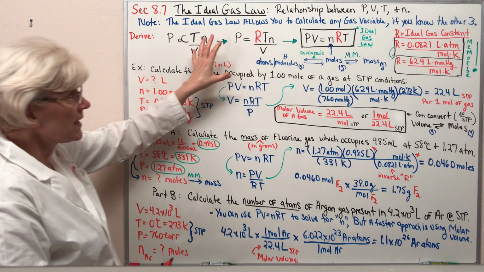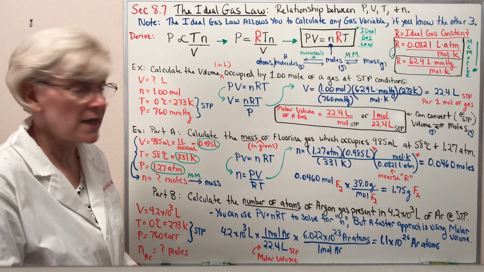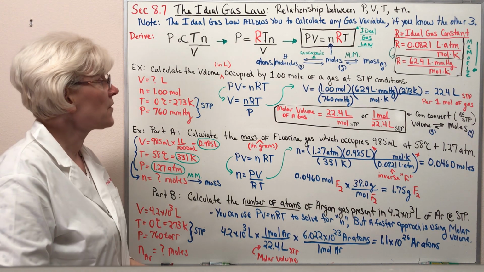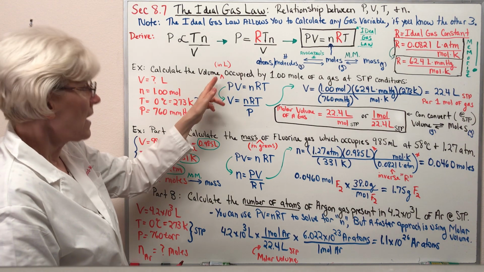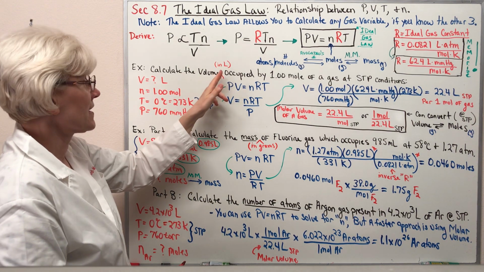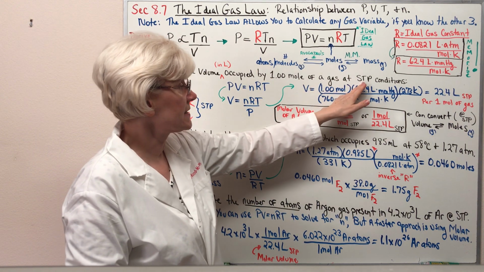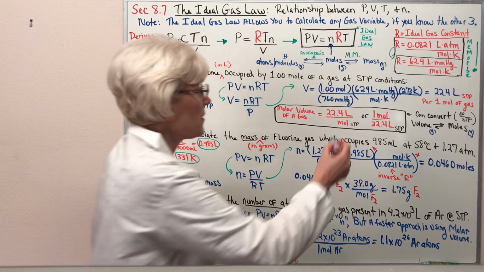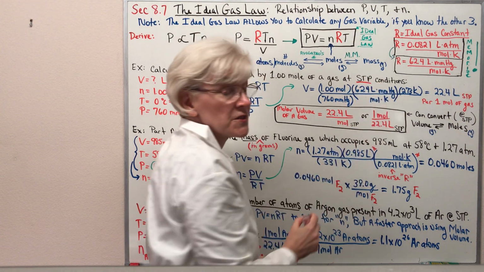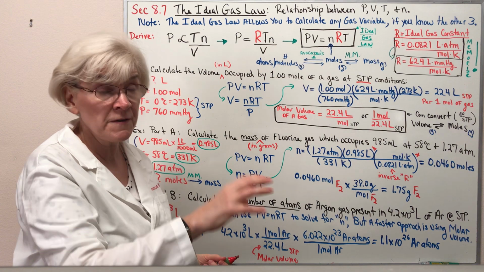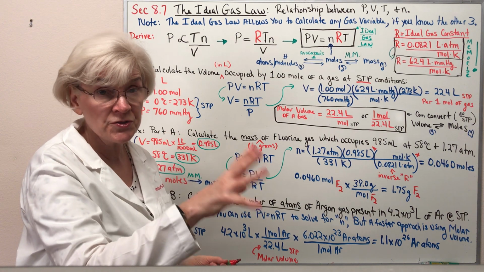So let's see if we can't do some ideal gas law calculations. Here's the first. Calculate the volume in liters occupied by 1 mole of a gas at STP conditions. And remember that STP stands for standard temperature and pressure, which has specific numerical values associated with them.